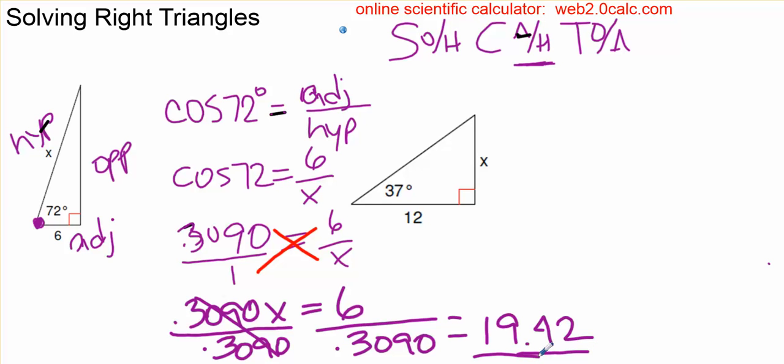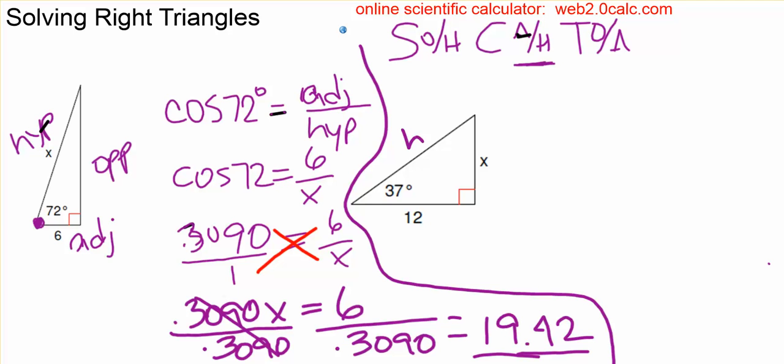Now, let's come over to this other one and make a little dividing line because I kind of hogged too much space there. Again, let's label. We've got a hypotenuse, we've got an opposite, and we've got an adjacent. We have the adjacent side, and we need the opposite. We need the tangent. So the tangent of 37 degrees is going to be equal to x over 12.